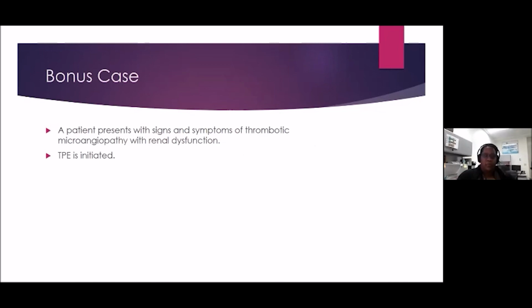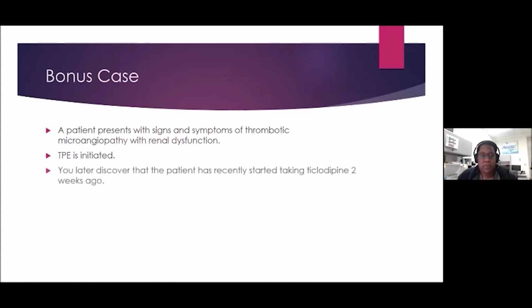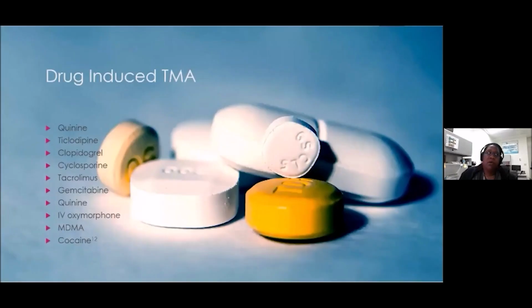Okay, I have a bonus case. I'm going to go through it sort of quickly though. So a patient presents with signs and symptoms of thrombotic microangiopathy with renal dysfunction. So you do your PLASMIC score and everything, you start TPE. You later discover that the patient has recently started taking ticlopidine 2 weeks ago. And so this is something I just wanted to make you aware of.